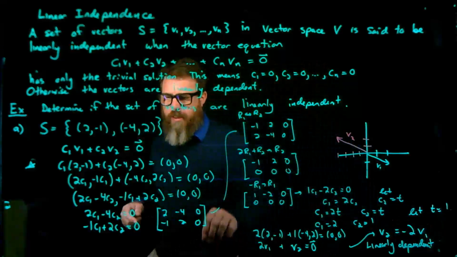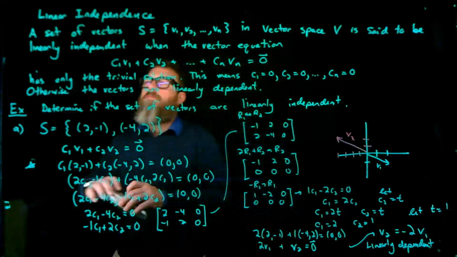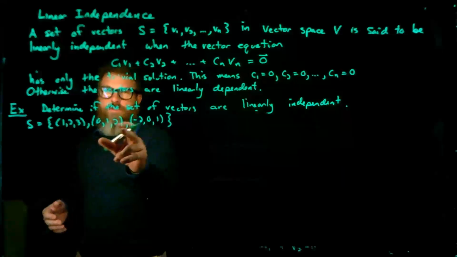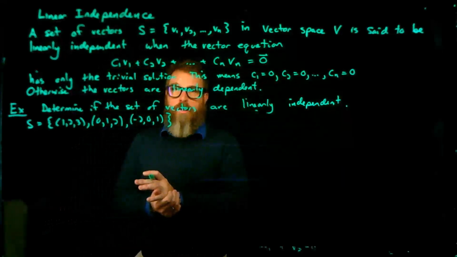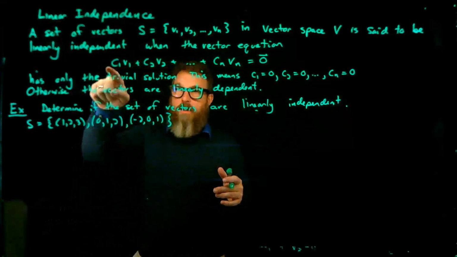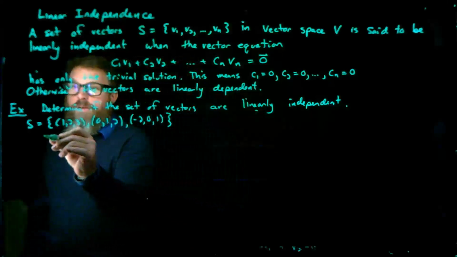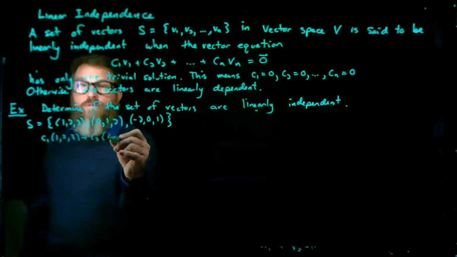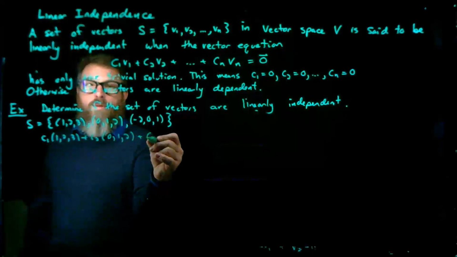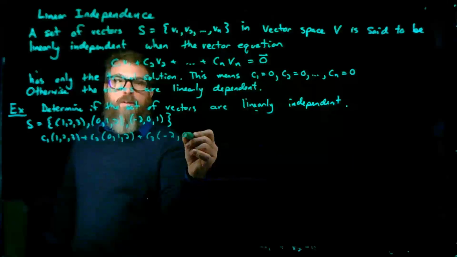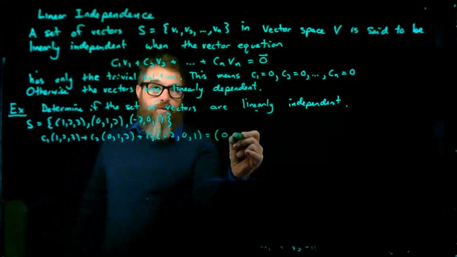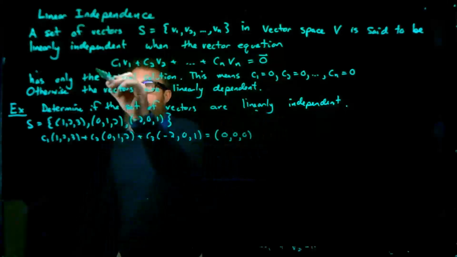Alright, let's show one that is linearly independent. So I want to determine if this set of vectors, v1, v2, v3, is linearly independent or linearly dependent. And we know that we have to set up this vector equation: c1v1 plus c2v2 plus c3v3 being equal to the 0 vector, and these are our 3 vectors, so the 0 vector being 0, 0, 0. So that's really just setting up this equation right here.